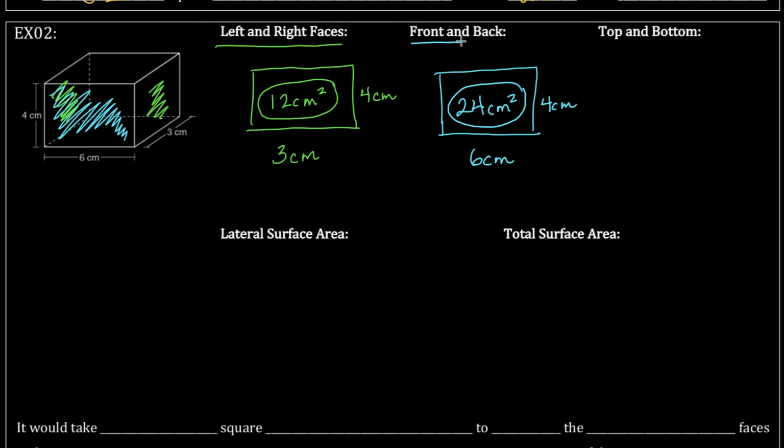Now let's do the top and the bottom. So I can't really, well, I guess I could, but I'm going to do it up here. Top and the bottom. So we have, this is how long it is, which is 6 centimeters. But this time, this is our height right here, which is 3 centimeters. Let me write this a little better. And 3 centimeters. So the area of each of these faces, the top and the bottom, are 18 centimeters squared.